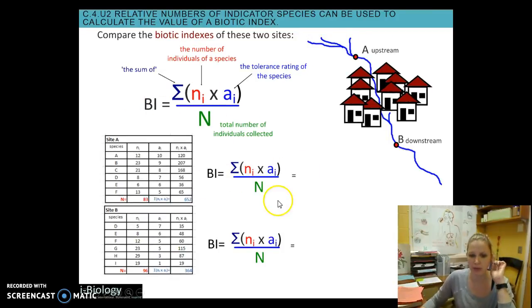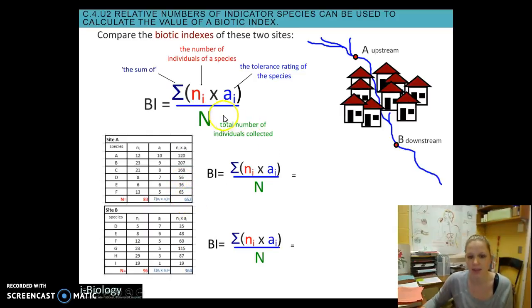So I just recopied the equation down, right? All I did here in this little table was do the top part. So I took the number of species, so 12, times the tolerance rating, 10, and I put 120. Hopefully that makes sense. Now you see that it says the sum of, so that means I need to add all of these numbers together. So the sum of all of these together is 652.